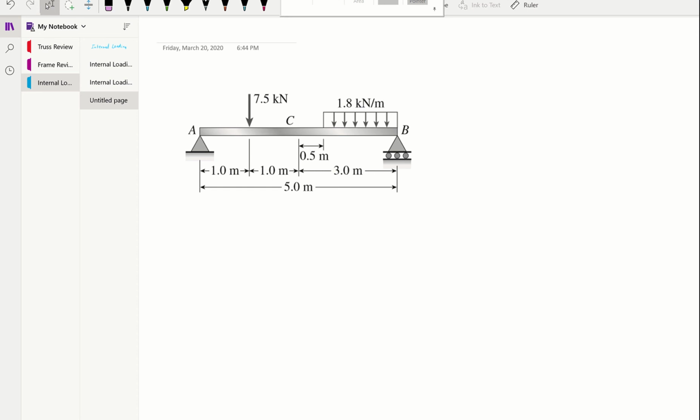Okay, this is another example we will use to solidify the concept of internal loading. So internal loading, example 2. Okay. They want us to find the internal loading at C.